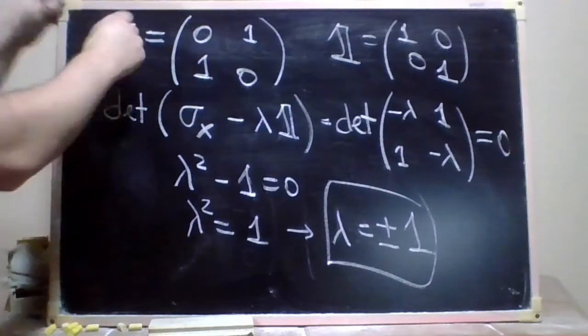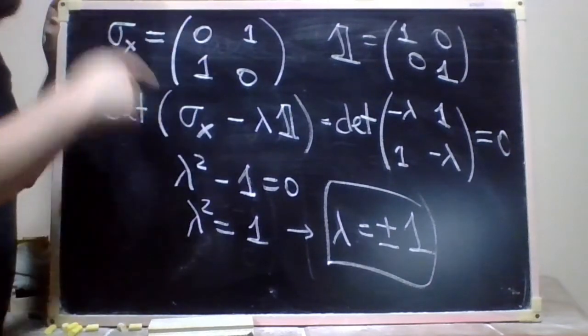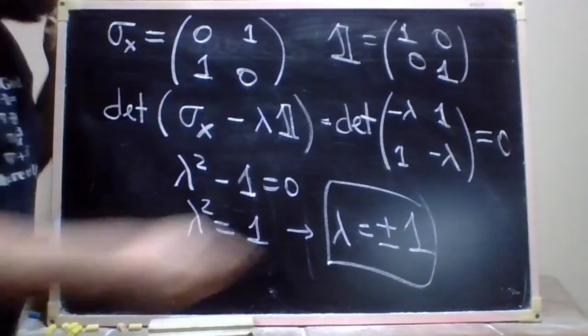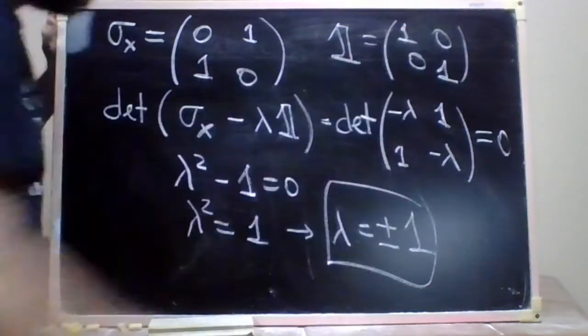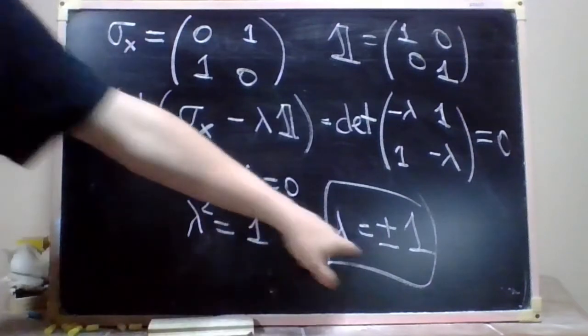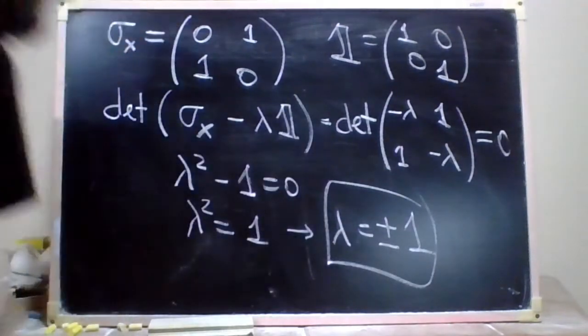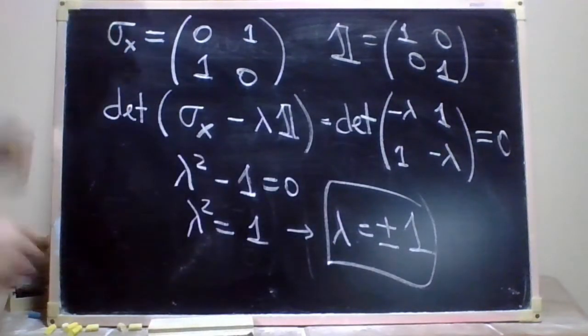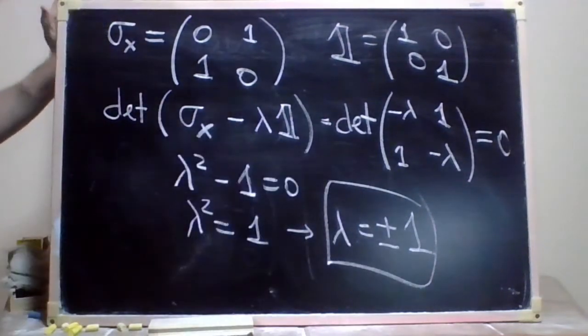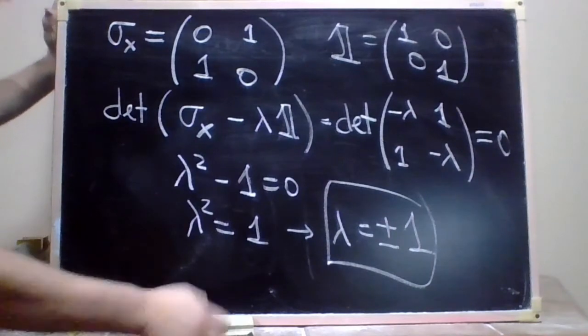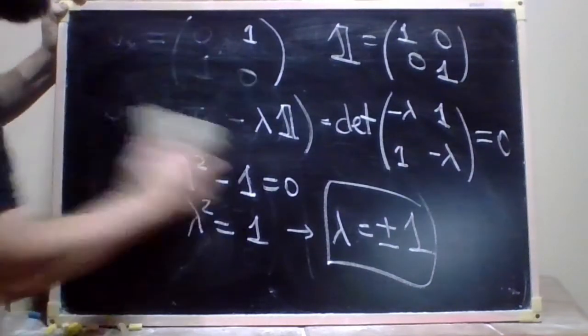And for sigma y, if you calculate that, you'll find sigma y is minus i here and i here. You'll find just the same eigenvalues. So for all the Pauli matrices, the eigenvalues are plus and minus 1. All right, so you now can calculate the eigenvectors.